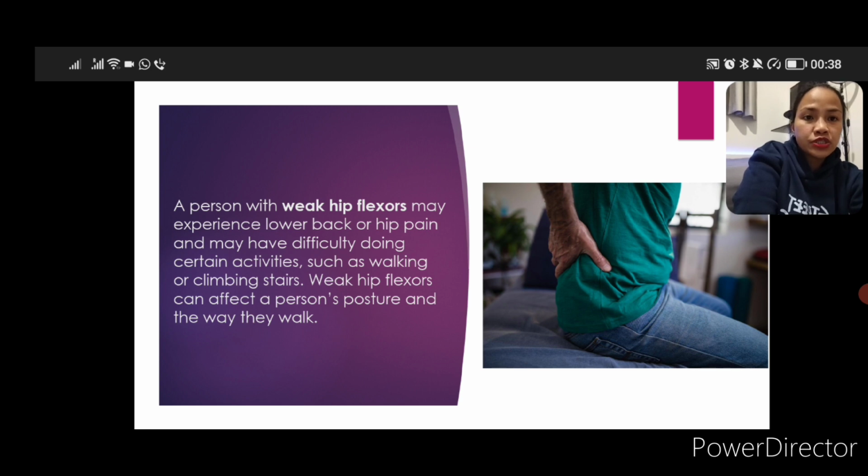Weak hip flexors. A person with weak hip flexors may experience lower back pain or hip pain and may have difficulty doing certain activities such as walking or climbing stairs. Weak hip flexors can affect a person's posture and the way they walk. So see this photo on the right, it shows a person who is suffering from weak hip flexors.